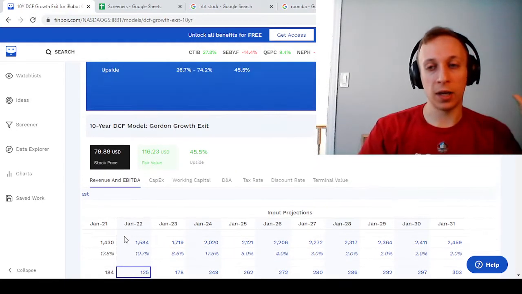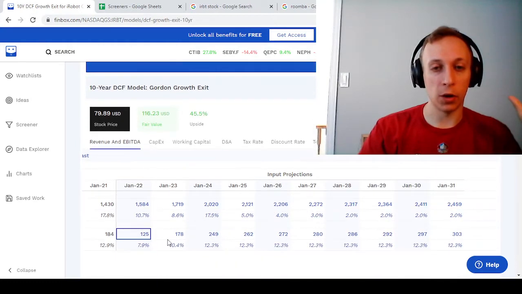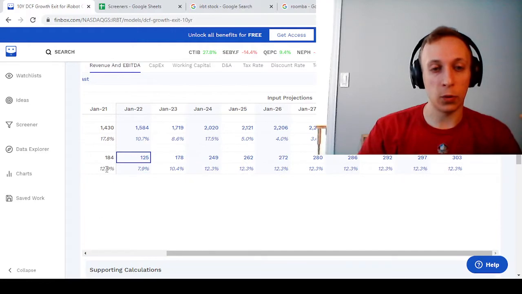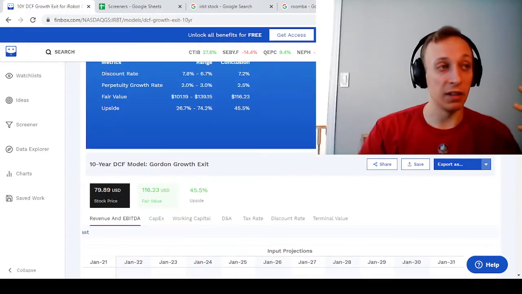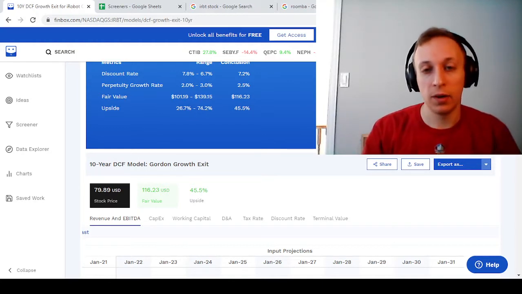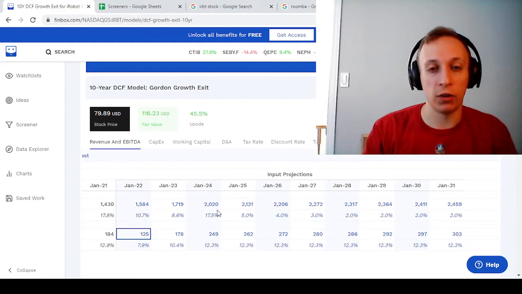I'm not going to touch the EBITDA. I almost never touch the EBITDA margins unless I really think they're wrong. Last year was 12.9. They're projecting about 11.7. Seems about right. Again, if I was seeing negative and last year they had positive, I'd change that up, but for the most part, I don't touch that, but I do look at the revenue growth.